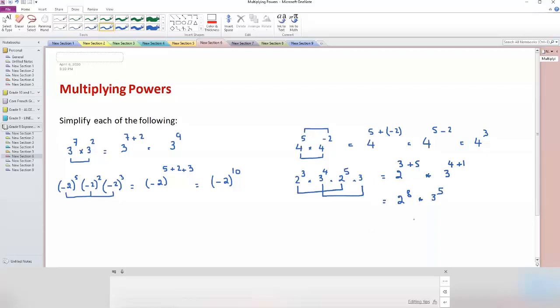And the question is saying simplify. It didn't say evaluate. If it's saying evaluate, I have to continue and find the value of each. But here it's saying simplify. So this is how I can simplify.